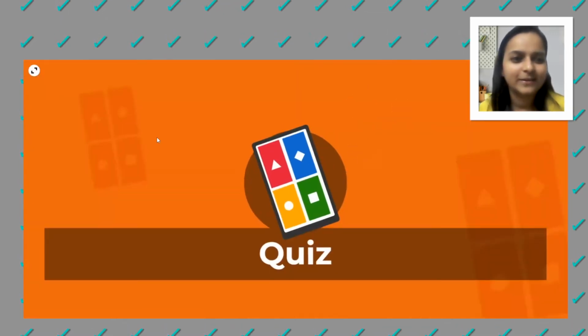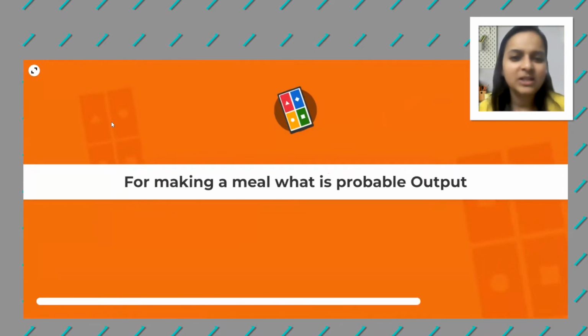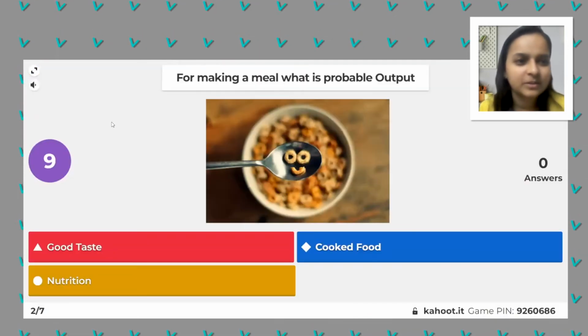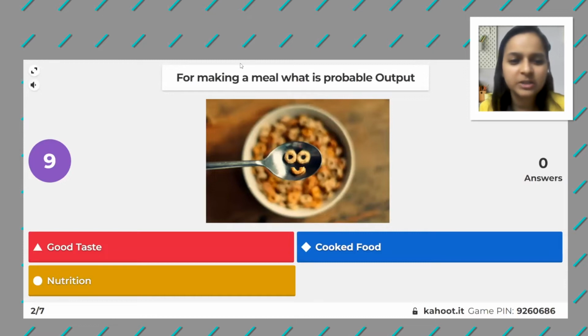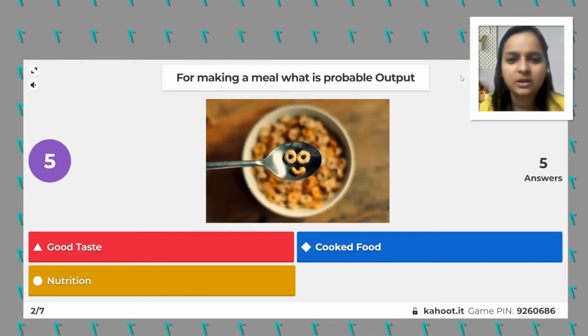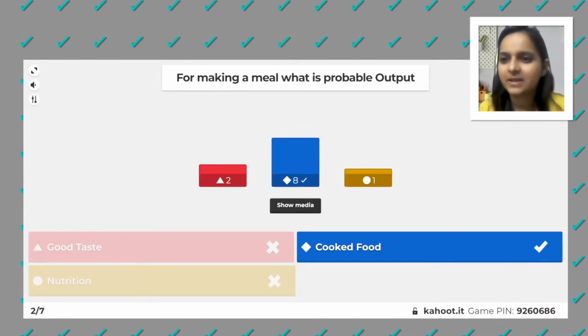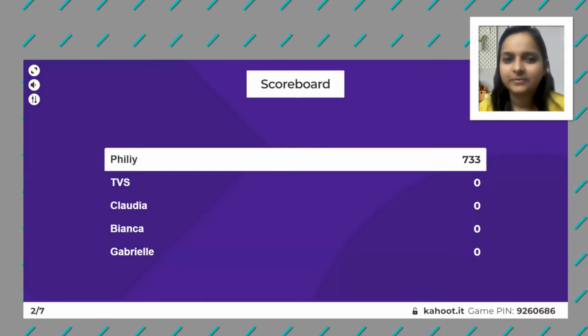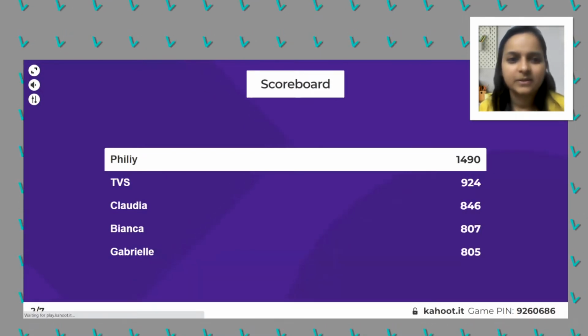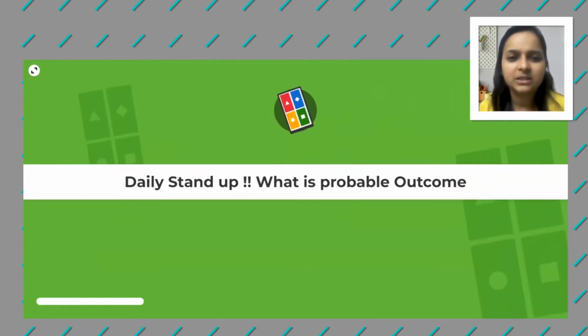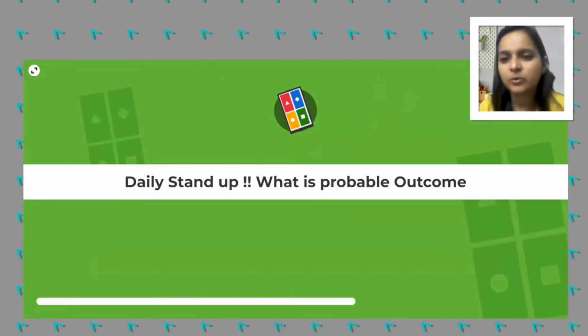Next one. For making a meal, what is the probable output? You're making a meal. What is the output? A good taste, good food, and nutrition. I'm looking for the output. Time up. Just skipping that. Daily stand-up, what is the probable outcome of the daily stand-up?